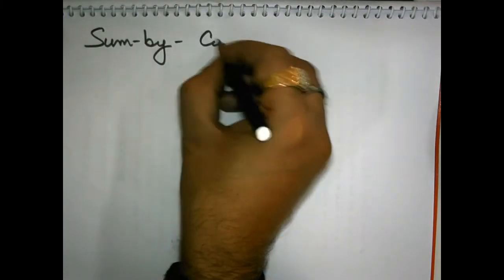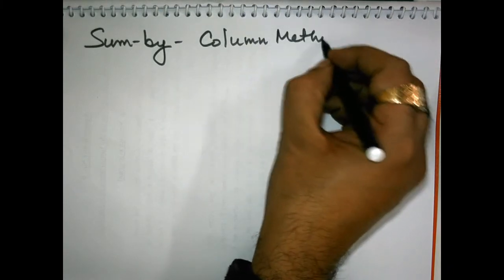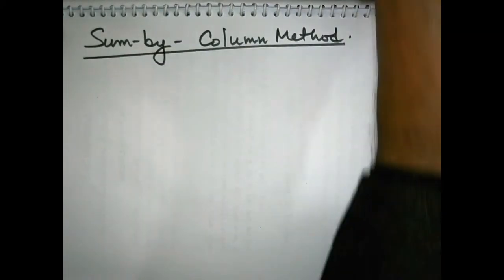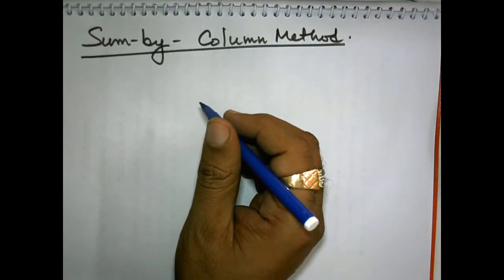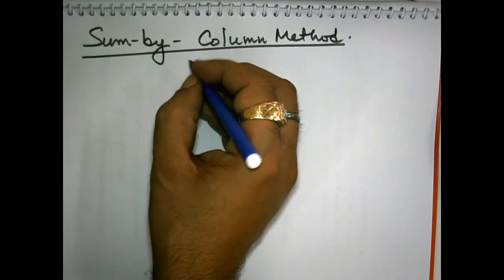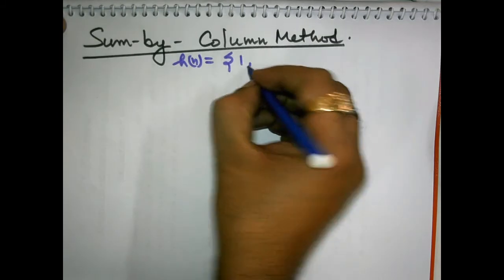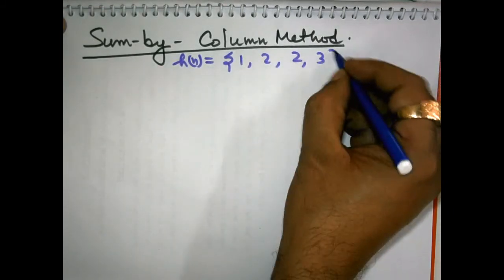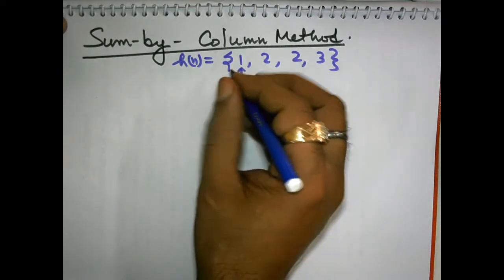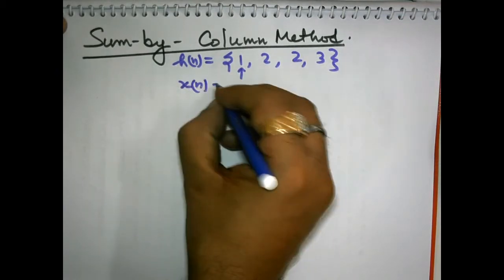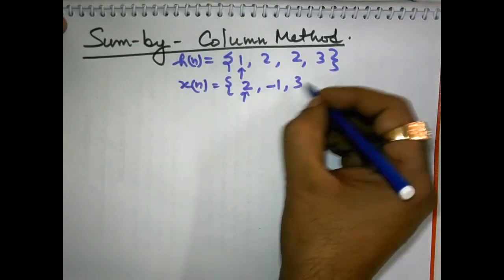Sum by column method. In this method of getting yn, if hn and xn are given to you, suppose hn is equal to 1, 2, 2, 3 with 1 as the starting point, and xn is given as 2, minus 1 and 3.